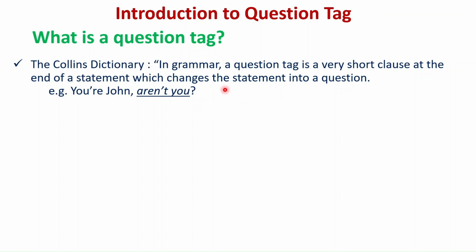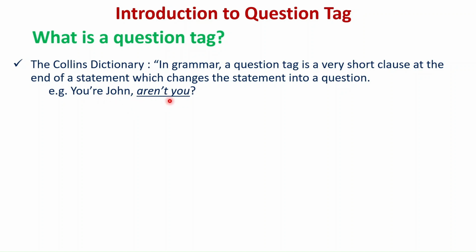According to this definition, a question tag is a very short clause which is positioned at the end of a statement and it changes the statement into a question. It makes a statement a question. For example, you are John, this is a statement, and after the statement, at the end of the sentence, there is the place of the question tag, aren't you? These two words make a question tag and it changes the statement into a question. There must be a comma that separates the statement and the question tag.